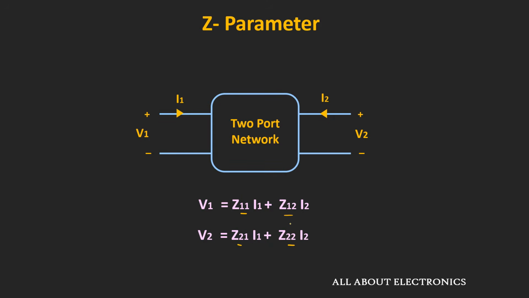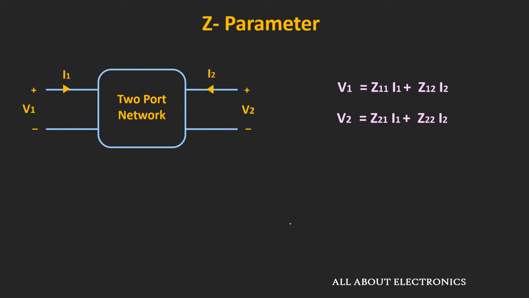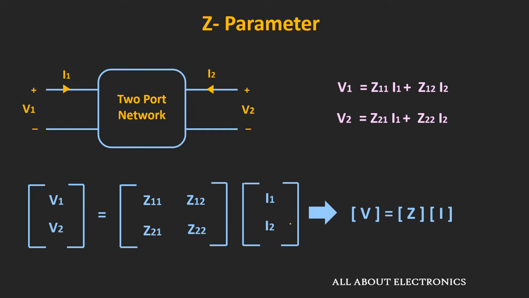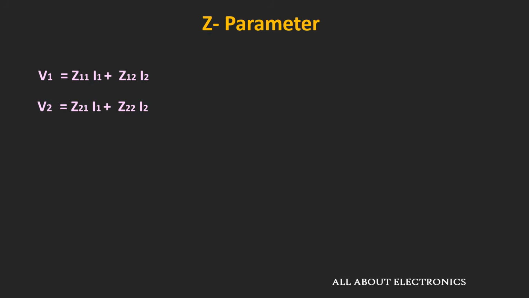Now these two expressions can also be expressed in matrix form. That means [V1 V2] is equal to the matrix of these Z parameters multiplied by [I1 I2], or simply they can be represented as V = ZI, where V is the matrix of the dependent variables, I is the matrix of the independent variables, and Z is the matrix of these Z parameters. So now let us see how we can find the individual Z parameters.